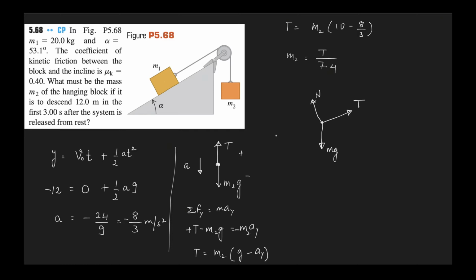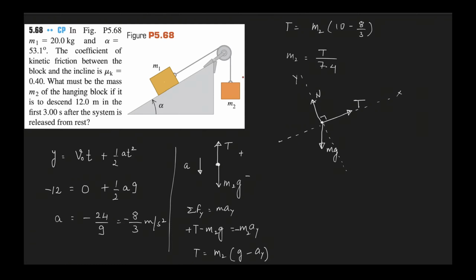Remember, these two are at 90-degree contact forces. So one of the interesting choices could be this way, where you can take this as your x-axis and this as your y-axis, because in this case you can align the two forces T and N along the two axes. You have to resolve only one.